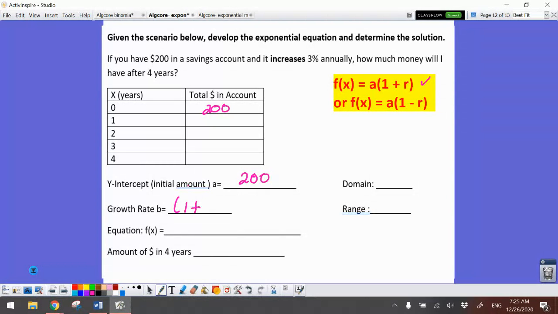So 1 plus, well, 3%, if I divide by 100, is 0.03, 2 spots, 1, 2. So plus 0.03, that is my growth rate. So my function is going to be 200 times 1 plus 0.03 to the power of x. So why don't you go ahead and pause for a second, use your calculator, see if you can figure out the values of 1, 2, 3, 4. How much money will you have in 4 years?